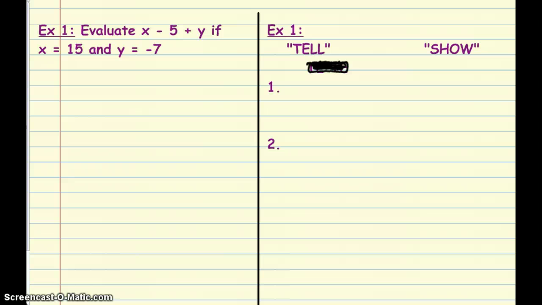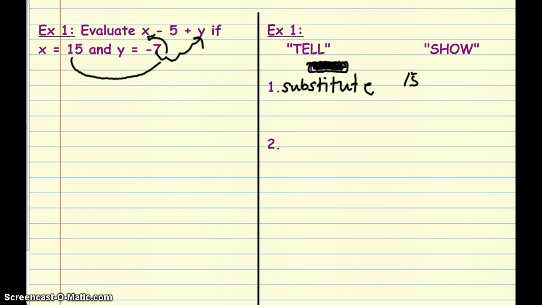So the first one is we need to substitute. That means we're going to take 15 and put it in place of x, and we're going to take negative 7 and put it in place of y. So that's the first thing that we're going to do. So we have 15 minus 5 plus negative 7.